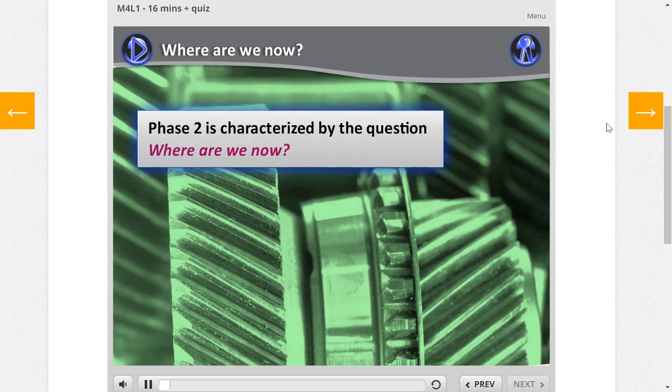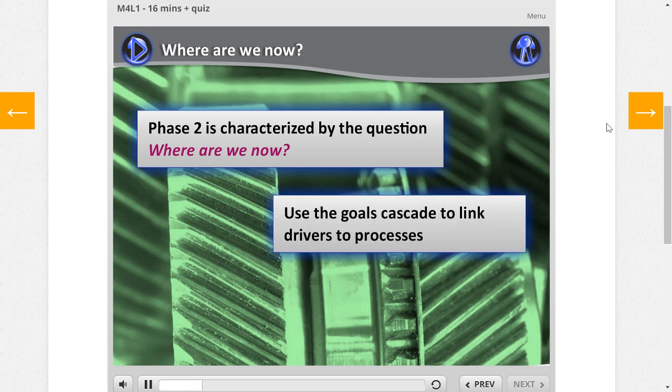Phase 2 is characterized by the question, where are we now? The drivers identified in Phase 1 are linked to enterprise goals, and then by means of the COBIT goals cascade to IT-related goals, and then to IT processes. This will define the scope of the improvement program.